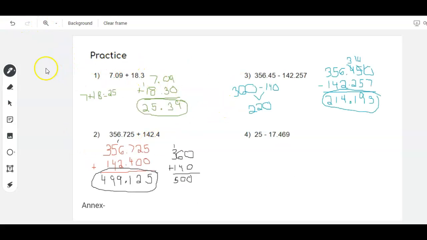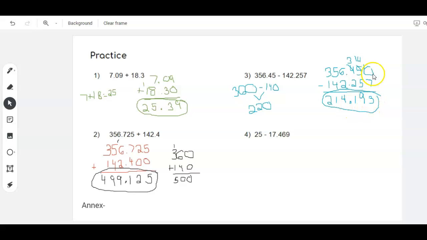So take a look. I have done each of these. Okay, notice I did 7 plus 18 is 25. That makes sense that I got 25 and some extra. Okay, and this one I rounded to 360 minus 140, 220. That's pretty close. That's a reasonable answer. Okay, does that mean that I got this answer right? No, it means that I picked a reasonable answer, right?